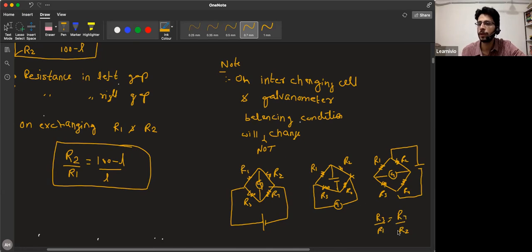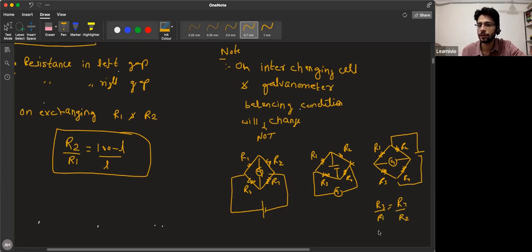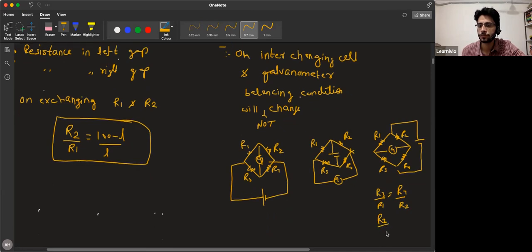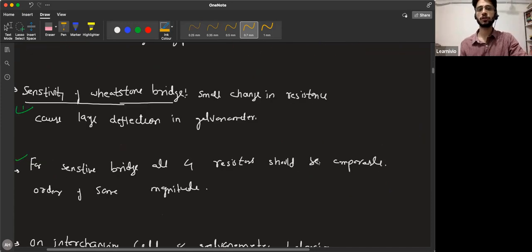If you cross multiply them, then you can write this as R2 by R is R4 by R. The same condition, na? R1 by R2 is R3 by R4. Okay, Nabil? Yes, sir. So interchanging the cell and galvanometer, the balancing condition remains the same.